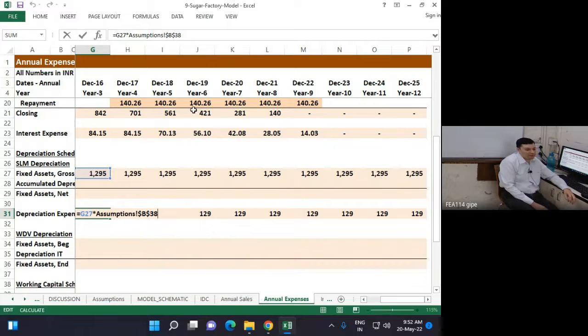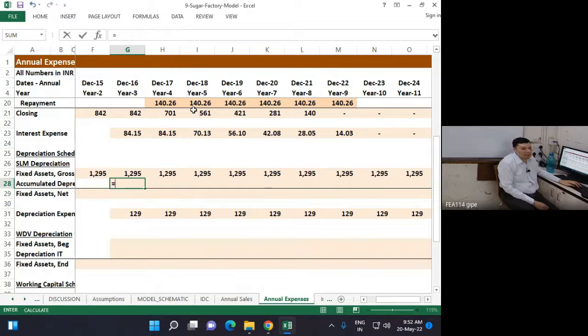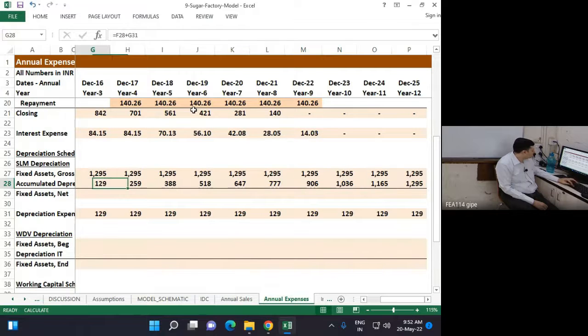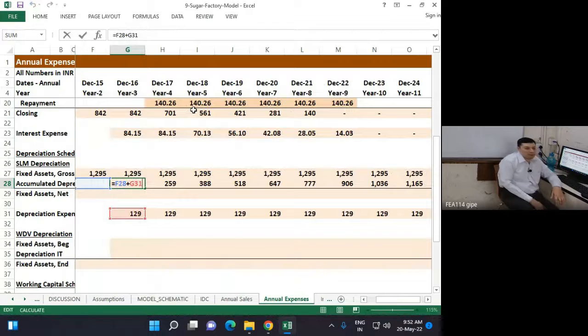Yes, for the rate. Correct. And then 129 is my depreciation for each year. And in the balance sheet, I will have cumulative: last year accumulated plus the amount of depreciation charged in the current year. Here is the accumulated or cumulative number. Simple formula for accumulated depreciation.